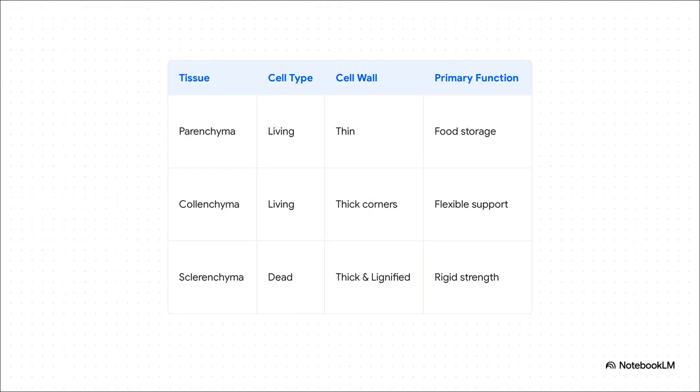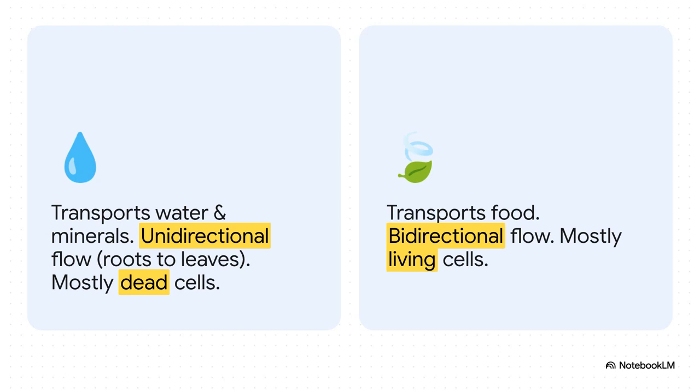And this workforce has a few star players. You've got parenchyma cells, which are the food storage specialists. Then there's collenchyma, which provides flexible support so stems can bend without breaking. And then you have sclerenchyma, which is all about pure, rigid strength. Think of the tough husk on a coconut. That's it.